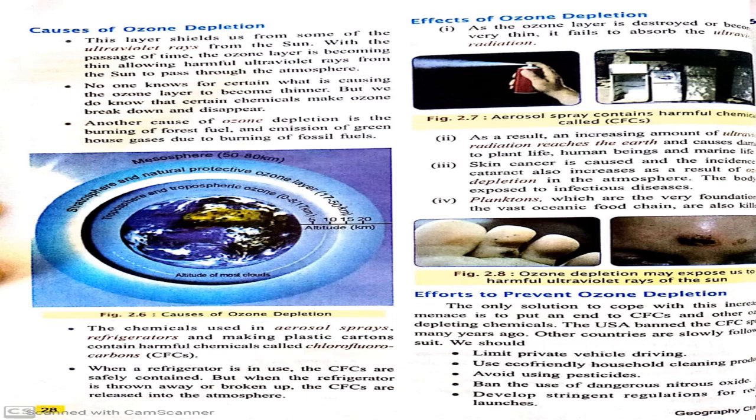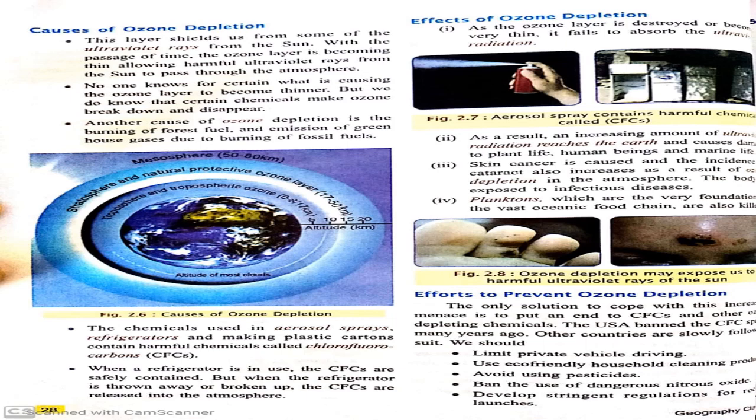Because of this ozone in the upper atmosphere, it is the major factor in making life on the Earth possible. This ozone layer is responsible for making life on the Earth. It lies in the stratosphere between 16 to 50 kilometers above the Earth's surface.